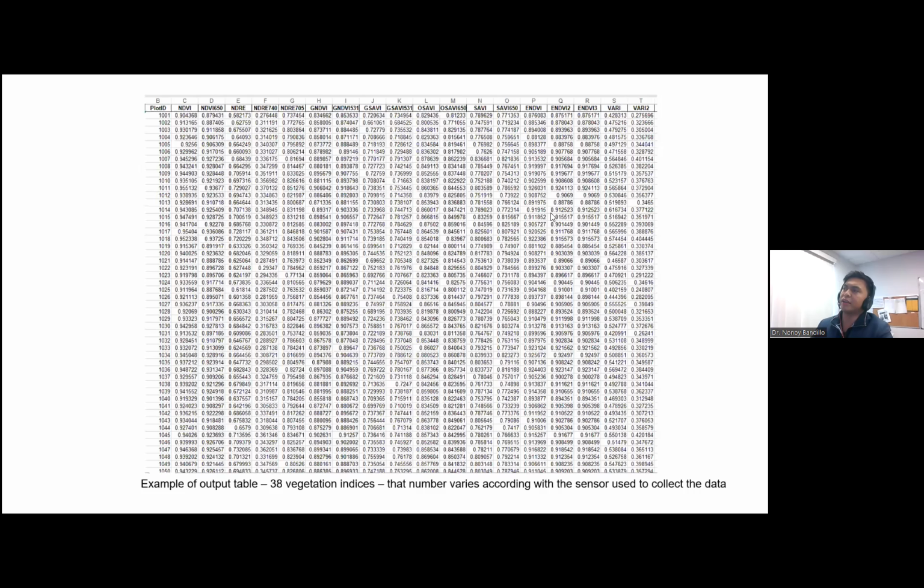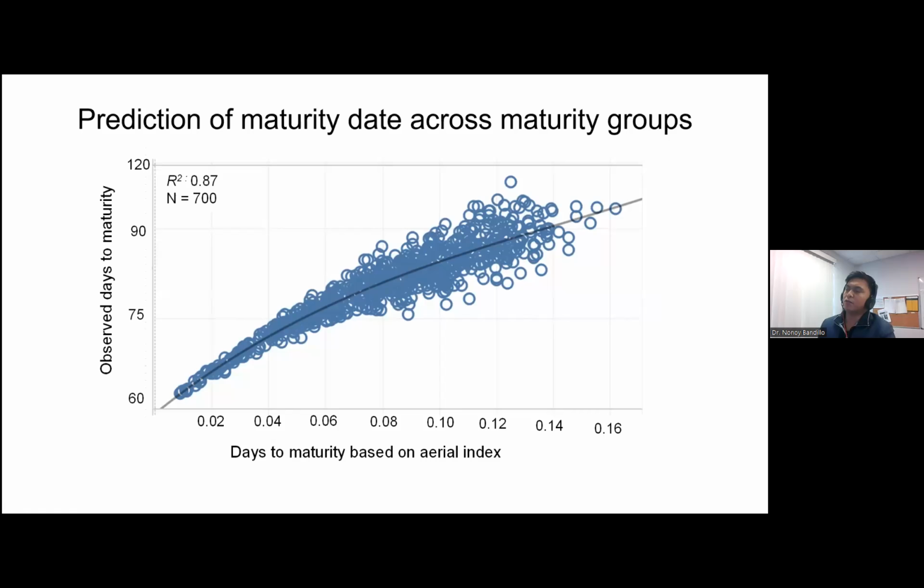a table like this, and this is your plot ID and all the indices that you got from your HTP data. And in this case, there are about 38 vegetation indices, and that number varies according to the sensor that you use to collect the data. You have RGB, hyperspectral, thermal sensor, you name it. All right, so we are interested to know whether we can use any of those indices, the aerial indices, to predict maturity date.